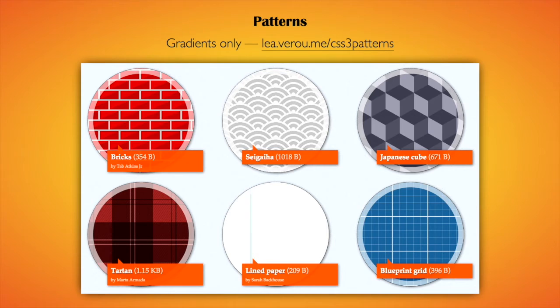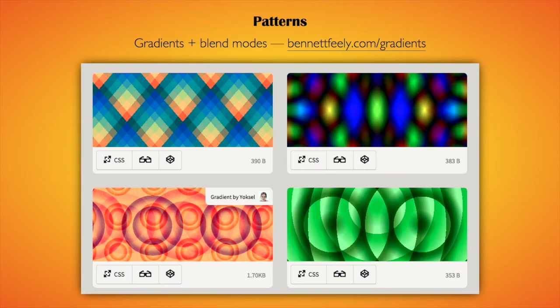So these are some interesting things you can do with gradients. Lea Verou has collected a whole heap of different patterns that you can build, such as bricks and lined paper, blueprint grids, all just using a single element and variations on gradients. So someone then took on that role and went, what if we combine it with a new background blend mode, and came up with a whole heap of new variations. You don't actually see these in practice all that often, but they're interesting experiments.